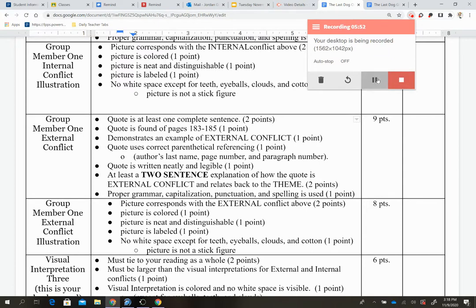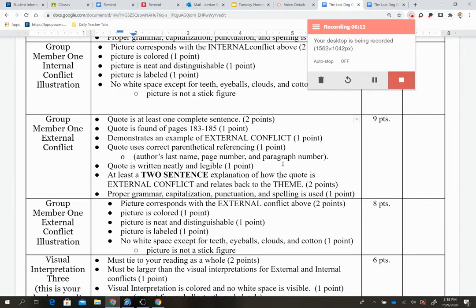All right, and so then group member 1 is also going to have to do an external conflict illustration. That's going to be a picture that corresponds with the external conflict above. Your picture is colored, neat and distinguishable, and labeled, there's no white space except for teeth, eyeballs, clouds, and cotton, and your picture is not a stick figure.